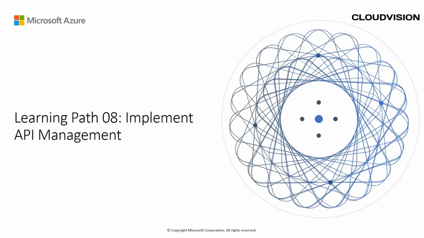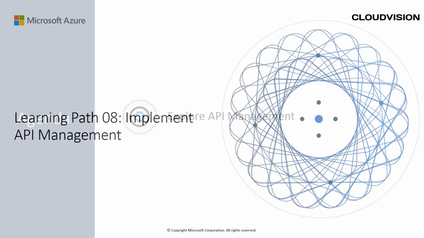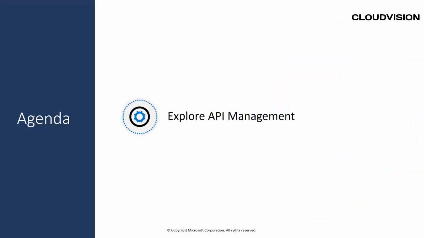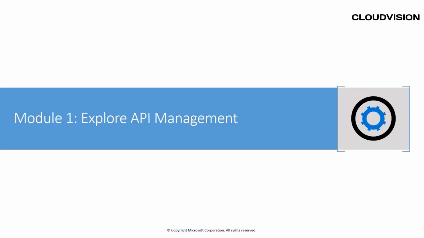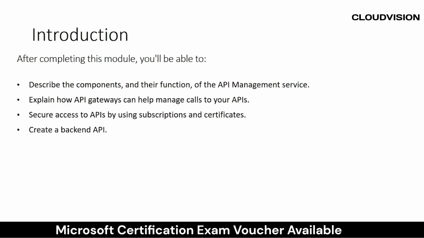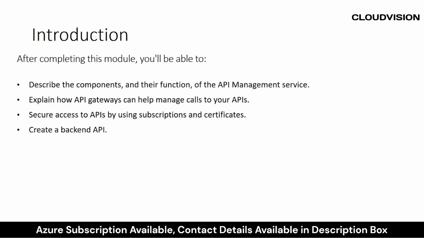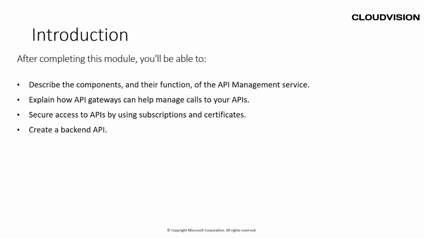With all the demonstrations done, now it's time for us to move to learning path 8, implement API management. Implement API management has only one topic, which is explore API management. After completing this, you will get to know what is API management service, why we needed it, how to use that, and how to configure that.